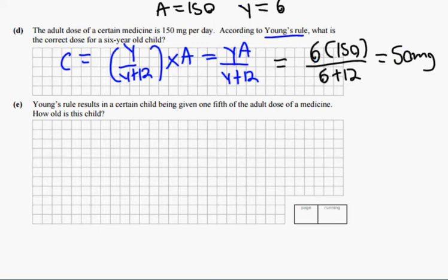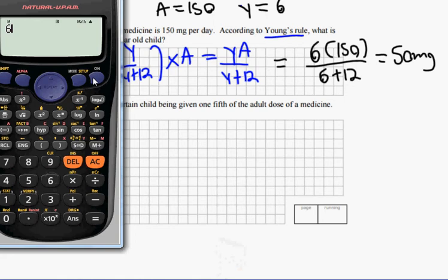Just put it all into your calculator exactly as it looks. Press the fraction button first, 6 by 150, and then you're going to divide all that by 6 plus 12. Just be good on the calculator with a 50.